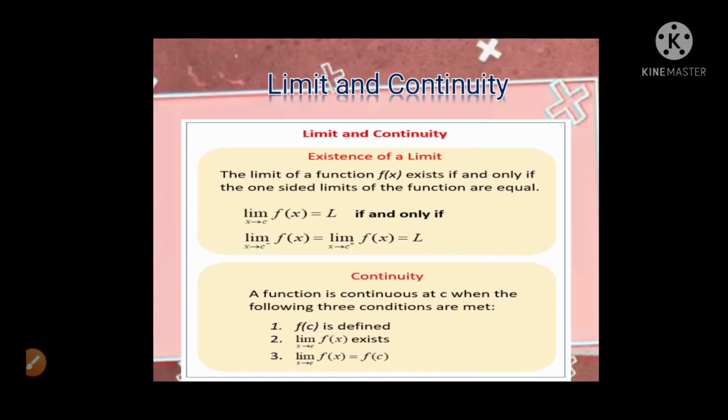The continuity. A function is continuous at c when the following three conditions are met. Number 1, f of c is defined. Number 2, the limit as x approaches c of f of x exists. Number 3, the limit as x approaches c of f of x is equal to f of c.